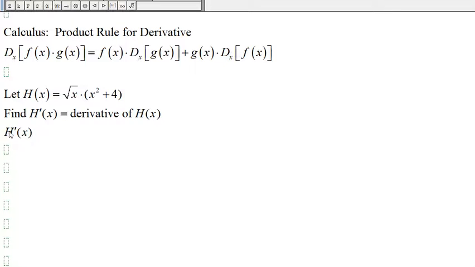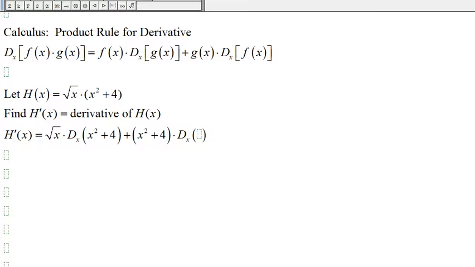And so the derivative is going to be f being the square root of x, and then times the derivative of the x squared plus 4, and then plus the g of x, which is the x squared plus 4, and then times the derivative of g of x, which is the square root of x.